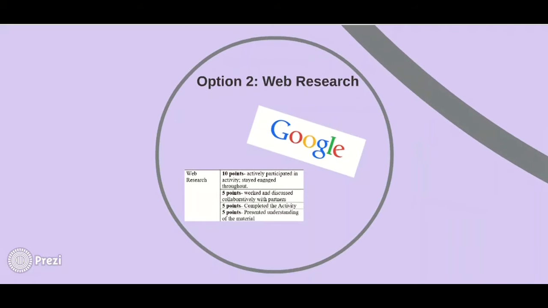The next option is web research, and they're given 3 reputable websites where they can do their research. They're given the 3 learning goals at the beginning of what they should be researching. And this is also worth 25 points. So the first 10 points is the same: actively participate in the activity and stay engaged throughout. Then there's 5 points for working collaboratively, completing the activity, and presenting understanding of the material.